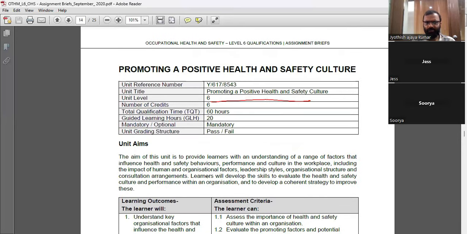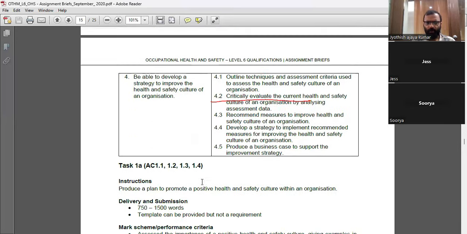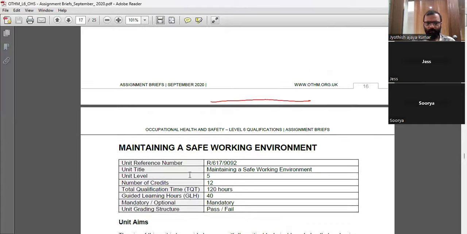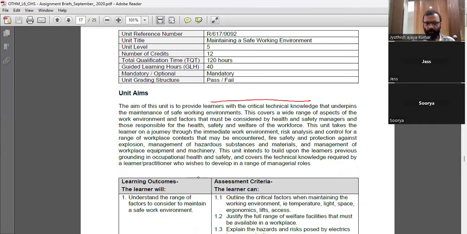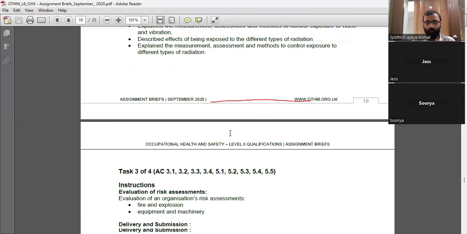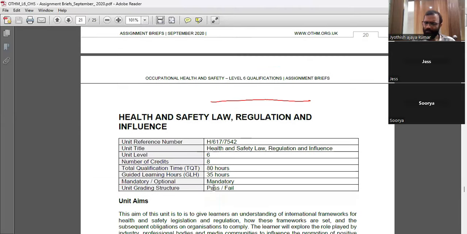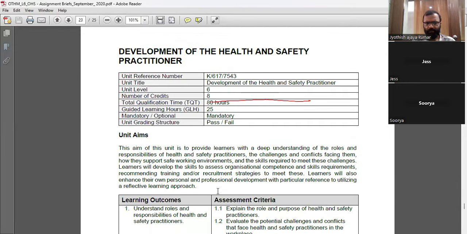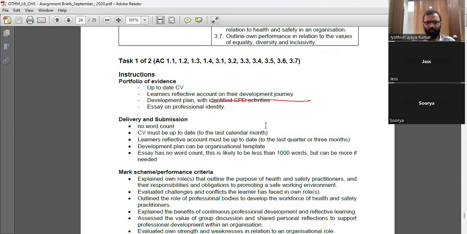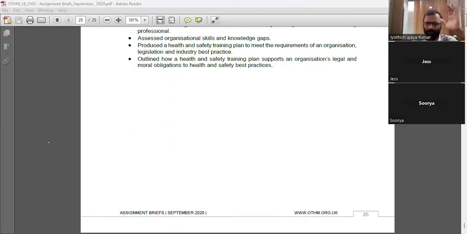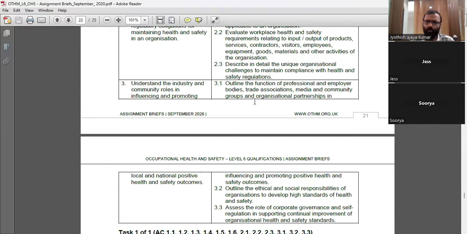Okay, positive health and safety culture, which is your unit 4. Here you have task 1A. Then this is your health and safety working environment. Here you have 4 tasks to complete, all small tasks. Okay. Then laws and regulations. Here you have only 1 task to complete. Then as a practitioner, only 2 tasks. Okay, 2 tasks to complete. So this is how you have to complete the whole process. There are tasks to complete in each unit, and how you have to complete the task is also mentioned.